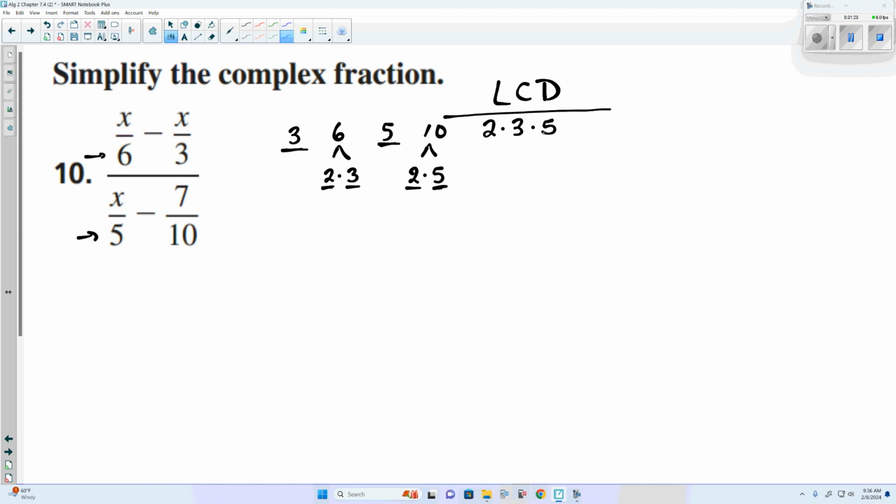So 2 times 3 is 6. 6 times 5 is 30. So the least common denominator between 6, 3, 5, and 10 is 30. So we're going to multiply top and bottom by 30.